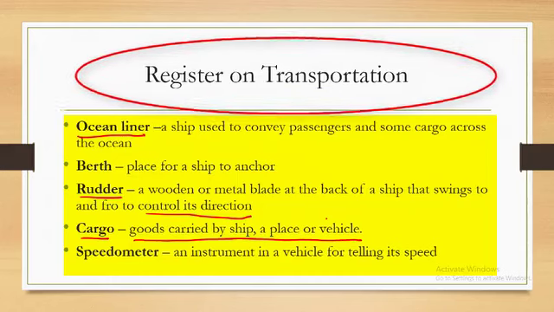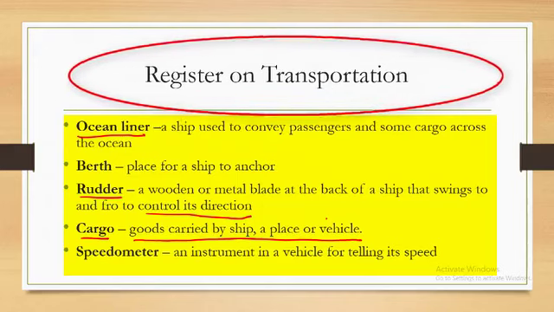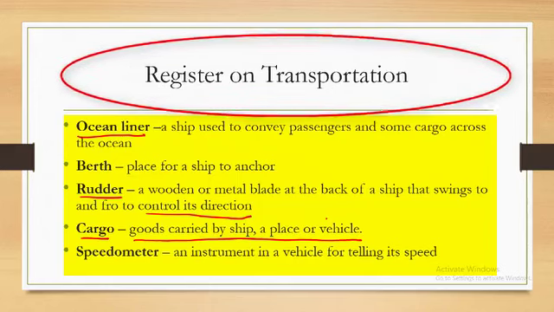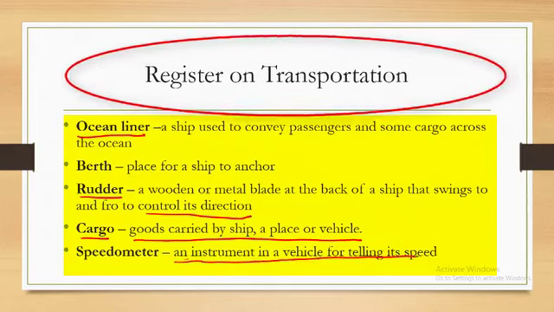Then we have what we call the speedometer. Now the speedometer is part of a car, and what we do with the speedometer is that it's an instrument for telling us the quantity of speed, how fast you are going, whether you need to step on the brakes or slow down.